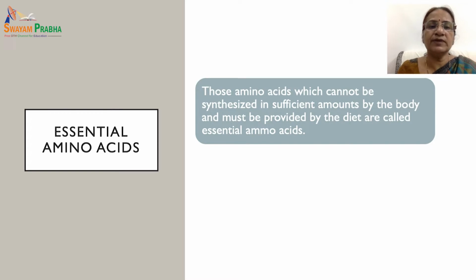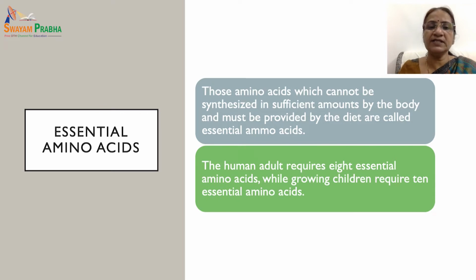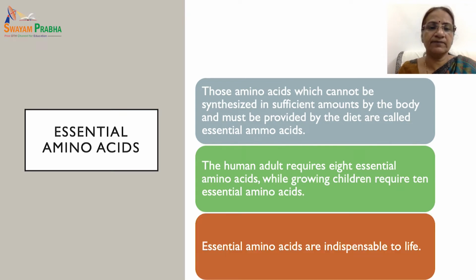Those amino acids which cannot be synthesized in sufficient amounts by the body and must be provided by the diet are called essential amino acids. The human adult requires 8 essential amino acids, while growing children require 10 essential amino acids. Essential amino acids are indispensable to life, and hence they are also known as indispensable amino acids.